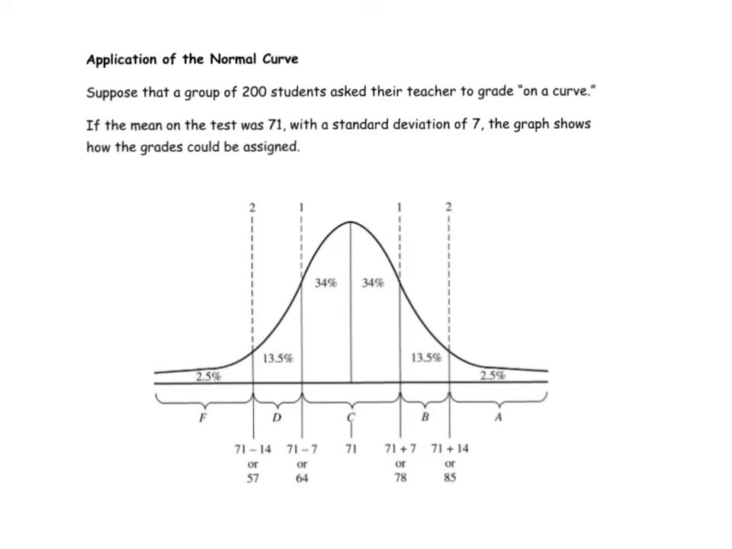So if we use this to assign A's, B's, C's, and D's, it would mean that if you got higher than an 85, you would get an A. If you got between a 78 and an 85, you would get a B. Between 64 and 78, you would get a C. Between 57 and 64, you would get a D. And less than a 57, you would get an F. So that's what grading on a curve would look like if we were using the normal curve to find our approximate grades.